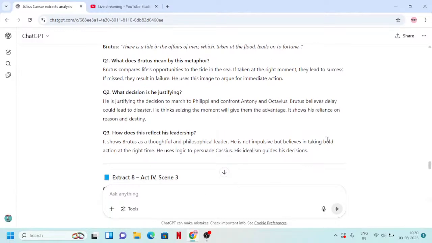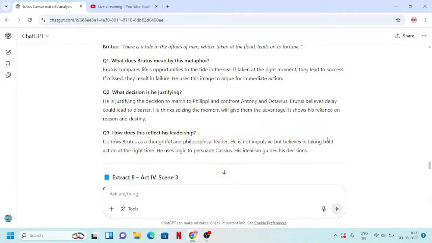Brutus compares life's opportunities to the tide in the sea. If we have some opportunities, in the same way as the tides in the sea, and if we take benefit of that opportunity, we get success in that work. So if taken at the right moment, they lead to success. If missed, they result in failure.